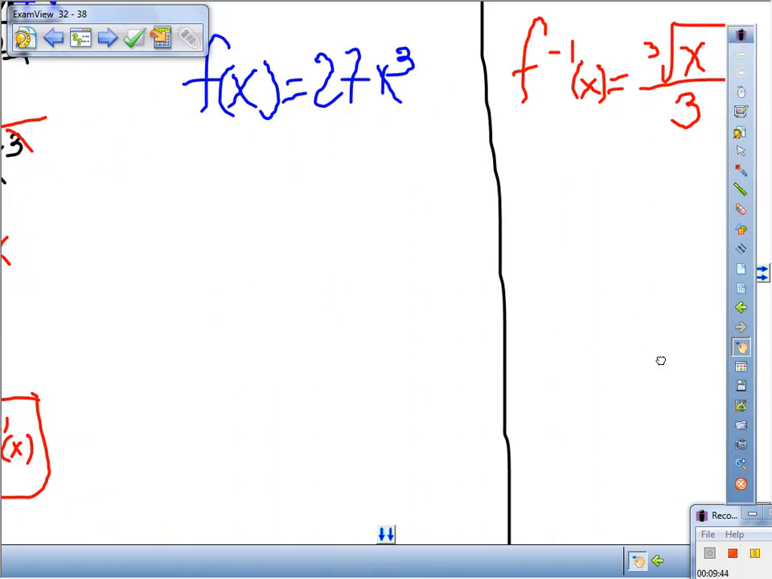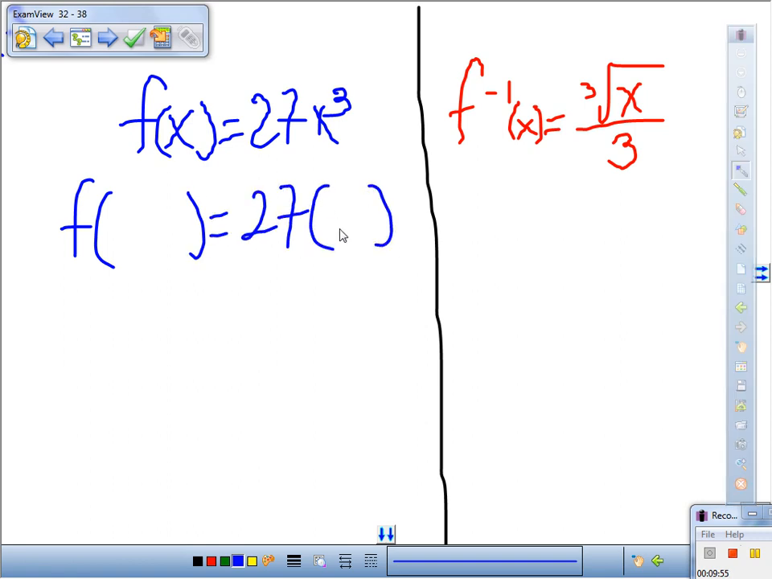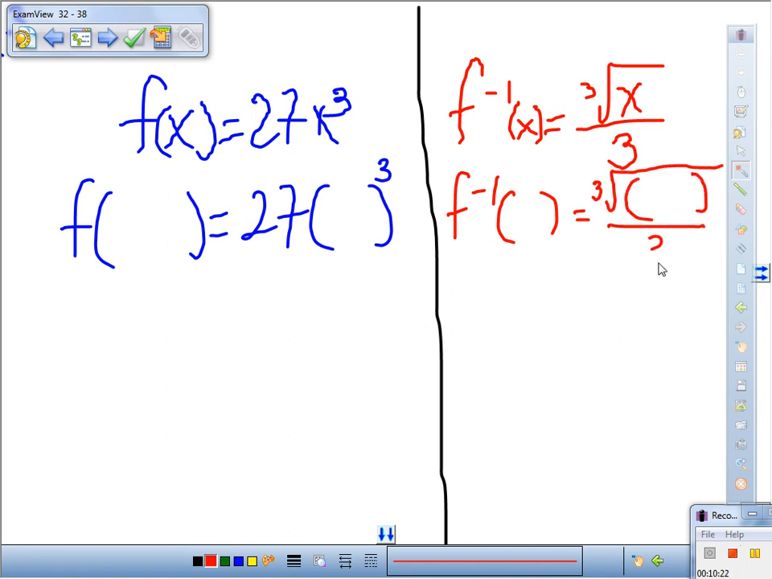Now, why do I want them side by side? Because you're going to see right now. So check this out. The next step here is writing f parentheses, don't write the x, 27 parentheses, don't write the x, and the power. Why do I do that? Because now I need to write this in here and this in there. Does that make sense? And by the way, before I get started with that, I'm going to write the next step for this one also, f inverse of parentheses equals the cube root of parentheses over 3.